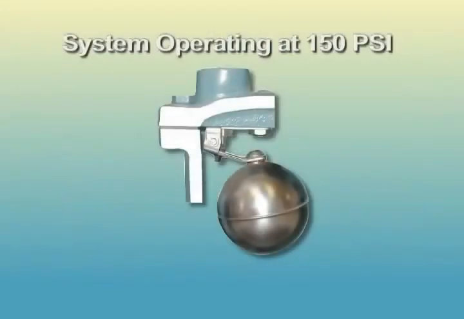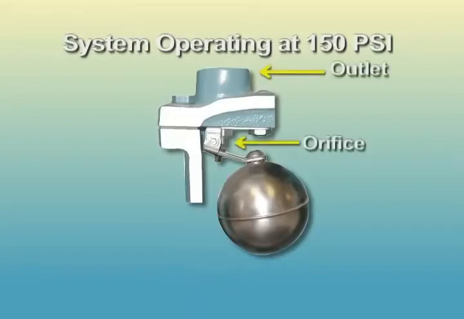In the absence of water, the only force acting to hold the valve closed is the system's working pressure. This is multiplied by the total area of the valve's opening, or orifice, to atmosphere. The orifice of an air release valve is typically very small. A system operating at 150 psi with a 0.1-inch orifice will have 15 pounds of force acting to raise the float and close the valve orifice.